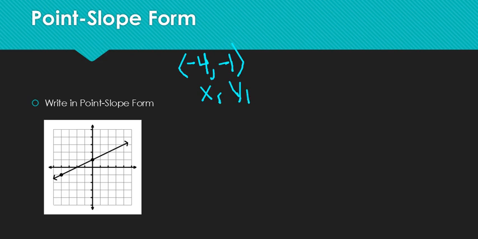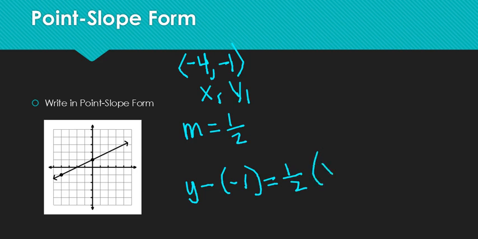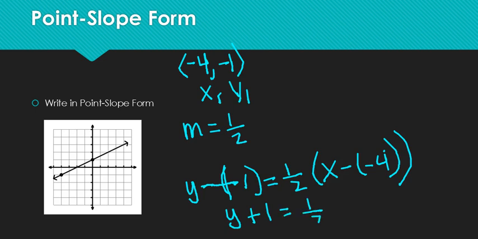My slope was 1/2. So from there, all I have to do is y minus, my y1 is -1, equals, my slope is 1/2, times x minus a -4. A minus a negative here makes this become a positive, so I'll have y plus 1 equals 1/2 times x. A minus times a negative will make that become +4. And there's my equation.